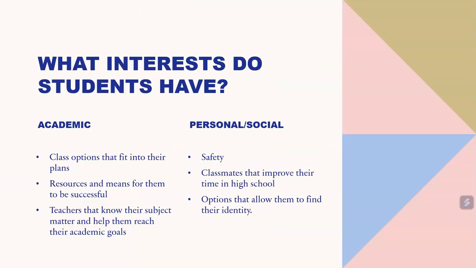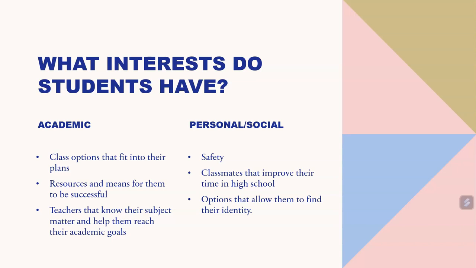Now, if you look at students, you could probably break student interest into 2 parts: academic, class options that fit into their plans, resources and means for them to be successful, teachers that know their subject matter and help them reach their academic goals and not inhibit their academic goals. Now, on a personal or social level, every student wants safety. They want to feel safe at school. They hope they have classmates to improve their 4 years of high school.